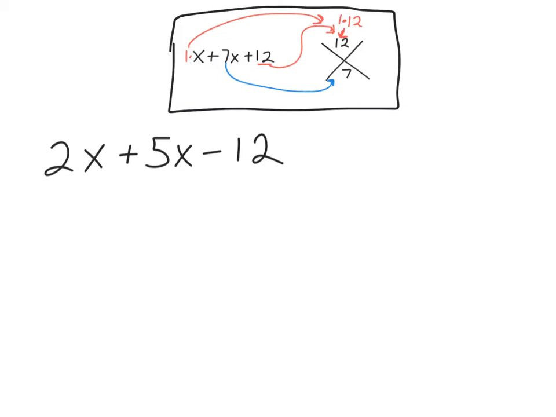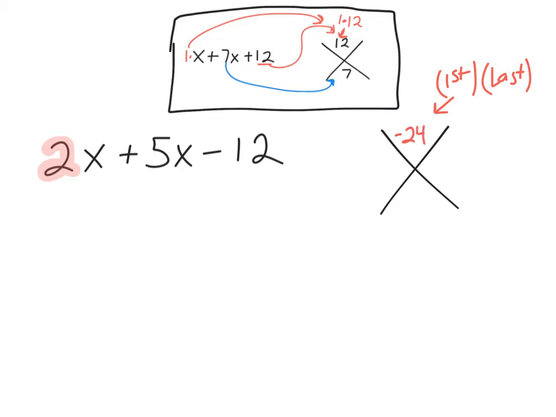However, let's look at an example like this where my lead coefficient is something other than 1, say 2, and take a look at this same idea. I'm going to make my diamond, and the top is not just the last value, but the first times the last. So I'm going to go 2 times negative 12, which gets me to negative 24.